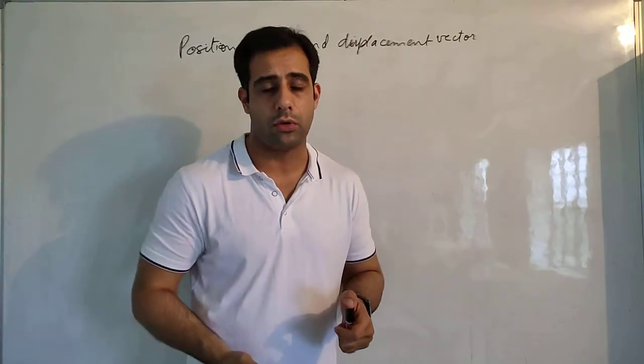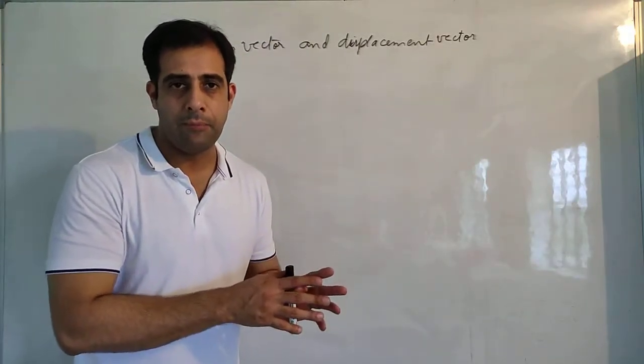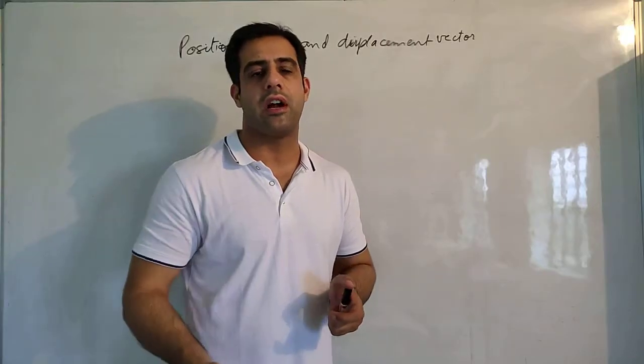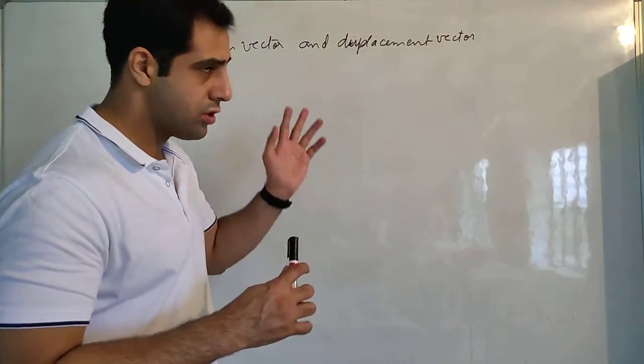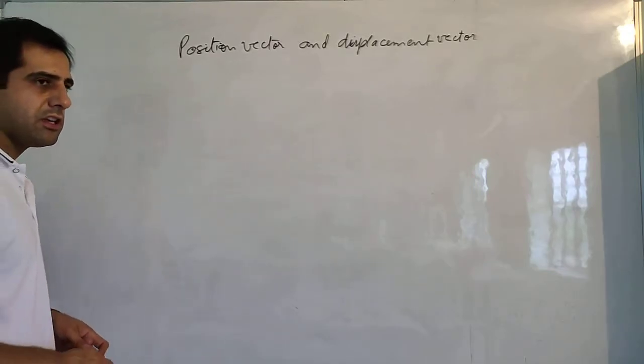Unit vector is one of the most important kinds. So we will take all these topics of vectors in detail, and when that is finished, only then we will start with motion in two dimensions, or motion in a plane. So we are going to start with position vector and displacement vector.